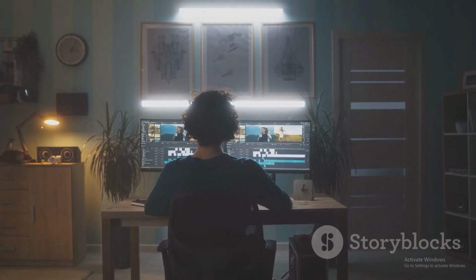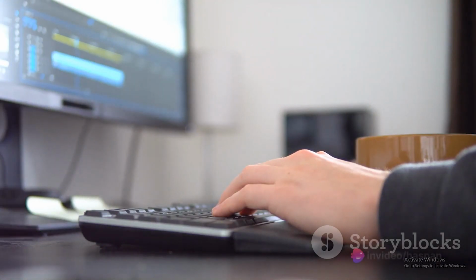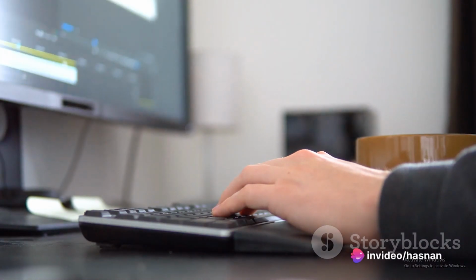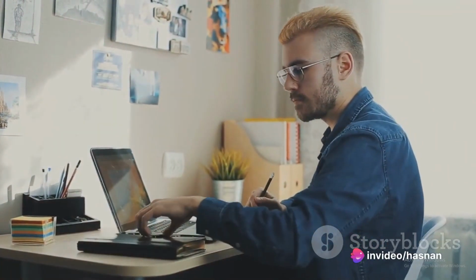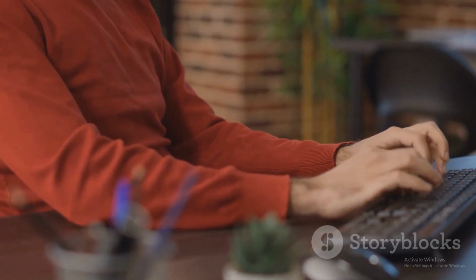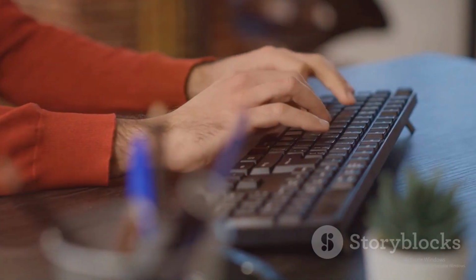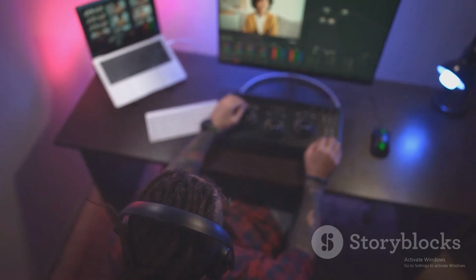Lastly, understanding the YouTube algorithm is crucial. This algorithm decides which videos get recommended to viewers, so learn to work with it, not against it. Use SEO techniques, encourage engagement, and regularly analyze your channel's performance. So are you ready to start your YouTube journey? Remember, the key to success is consistency, quality content, and understanding your audience.